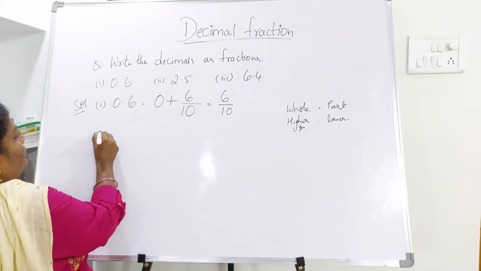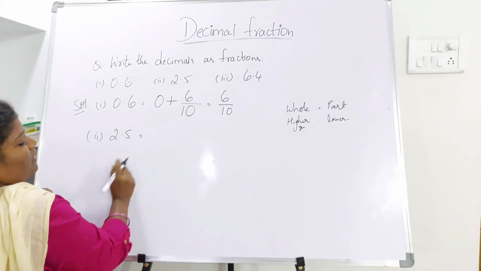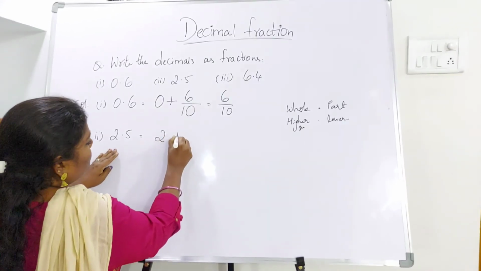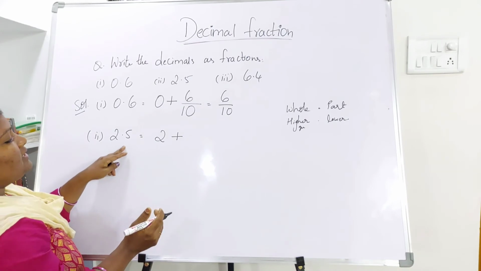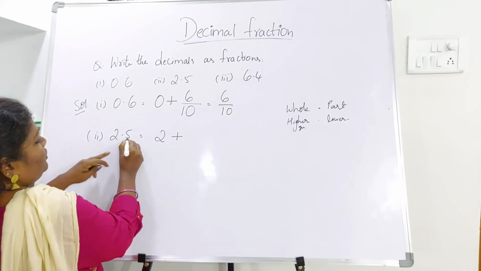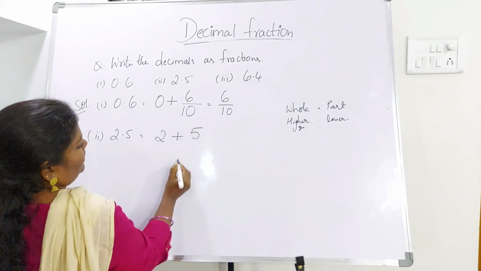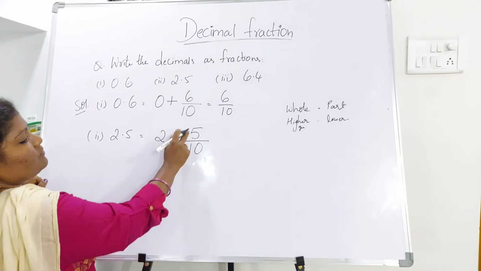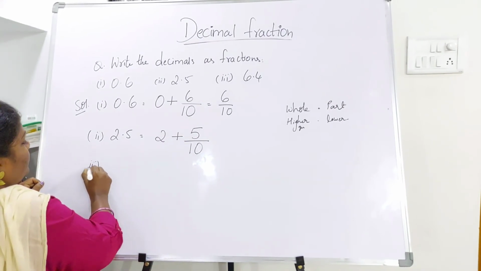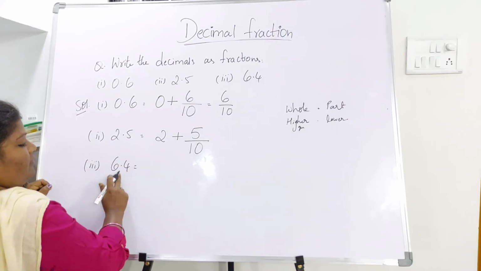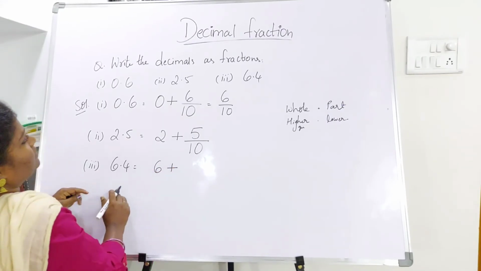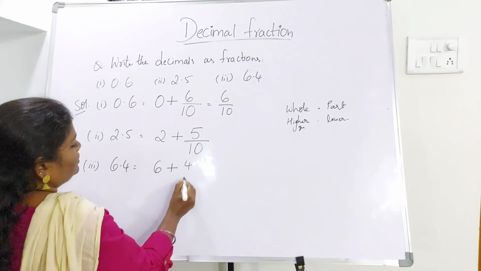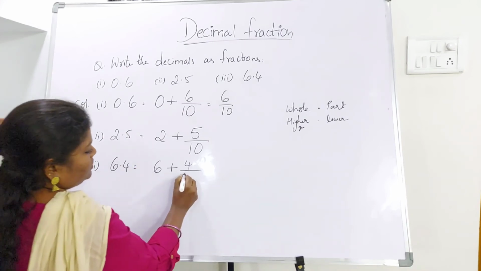So the next one, 2.5. Now before the decimal point you have a whole number, so that whole number can be expressed as 2 plus, and after the decimal point it is the 10th place. So after the decimal point you have a digit, that is 5, and you have one digit, so that is nothing but 10. 2 plus 5 by 10. Next, the third one, 6.4. Same way, before the decimal point 6 plus, after the decimal point you have 4 by. Now after the decimal point you have only one digit, so it is 10.